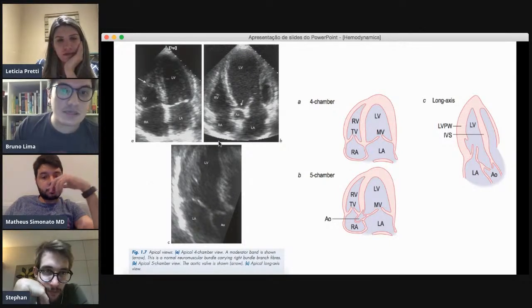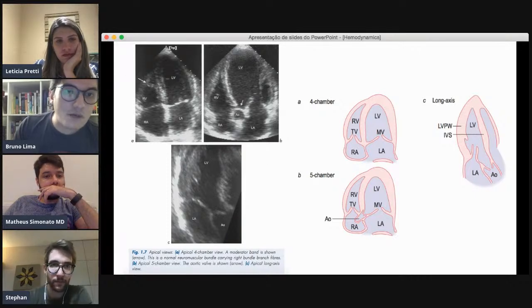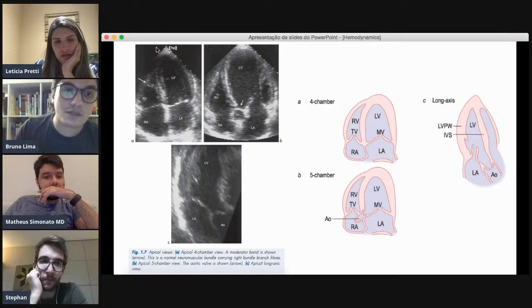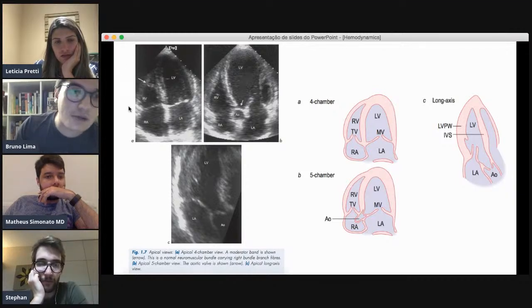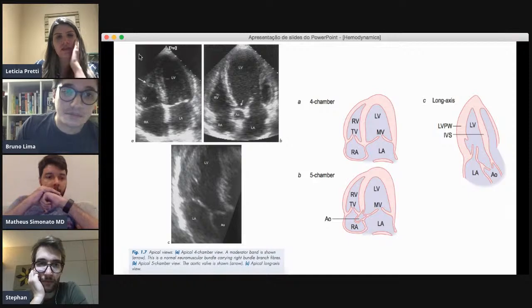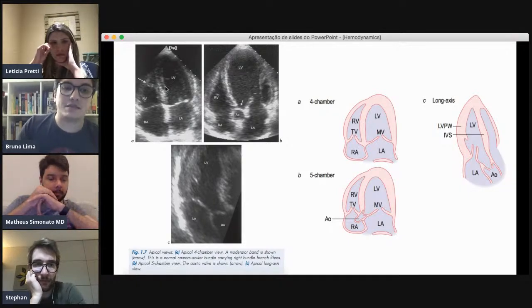Okay, so this is a little bit more advanced. I want you guys to focus on the apical 4-chamber view. This is really important, especially as I talked about PE. So here is where you see those huge RVs that patients with massive PEs are going to develop.